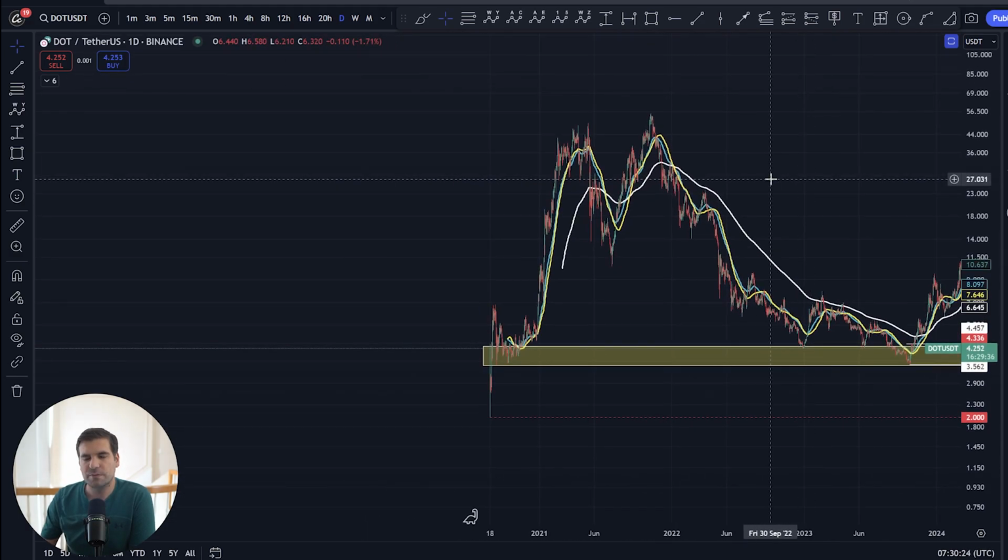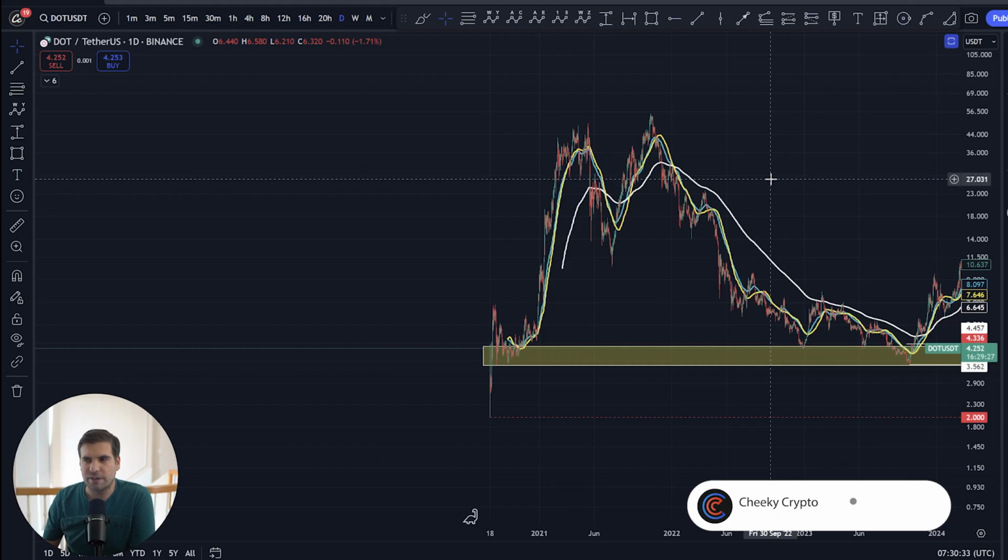First of all, we have to take a look at history to understand whether history is set up to repeat itself. If it is, then we're going to be in a very, very bullish time for Polkadot. And if not, then we're going to have to see how things play out.